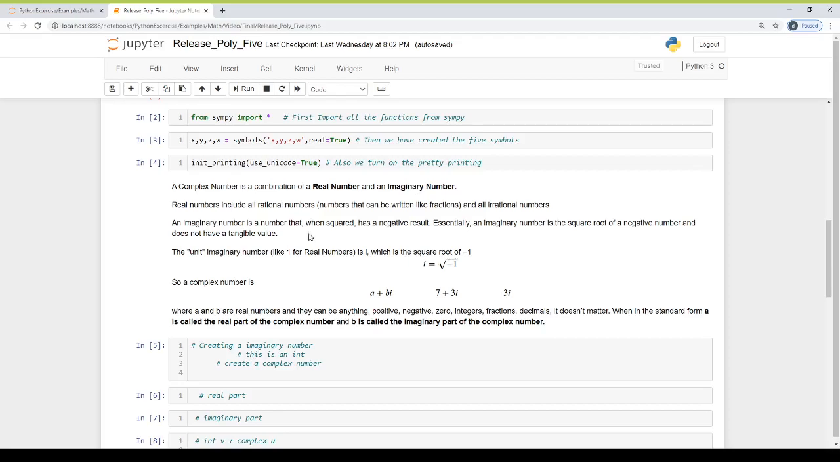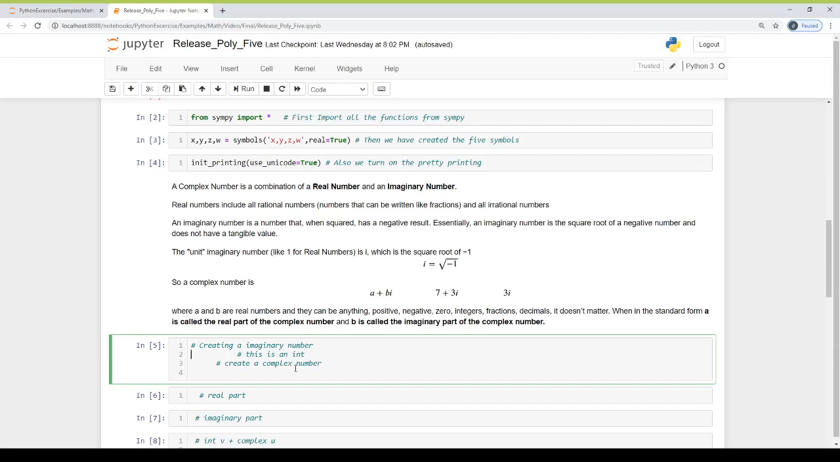Let's start all this complex number work in the SymPy package. First, import all the functions from SymPy, then create the variables and enable pretty printing by calling the init_printing method.